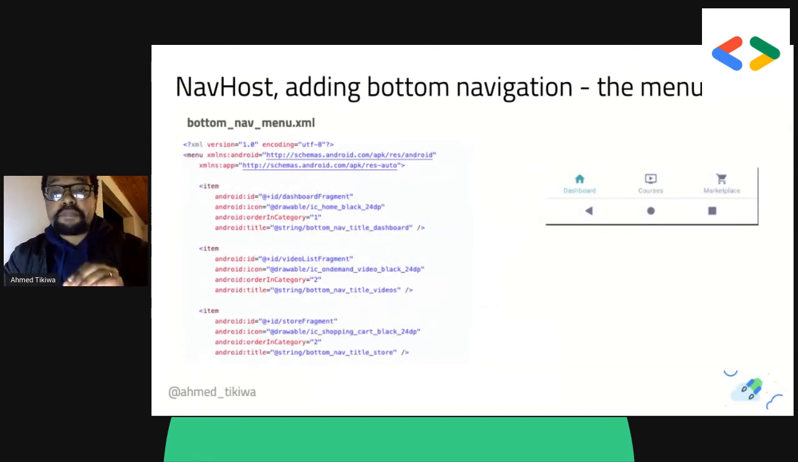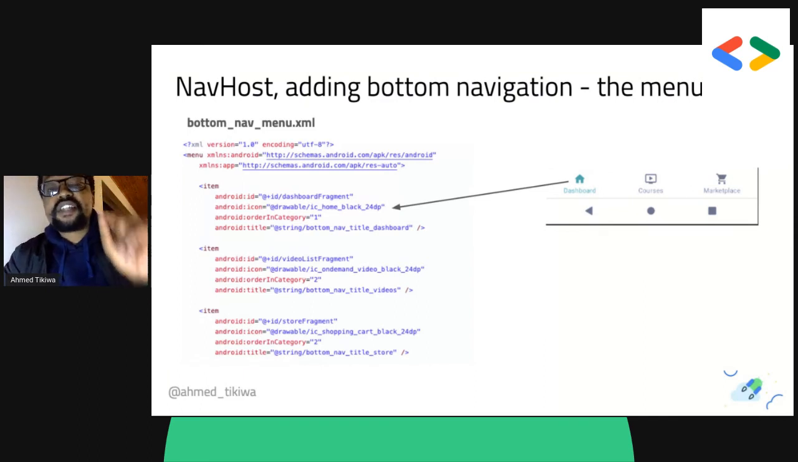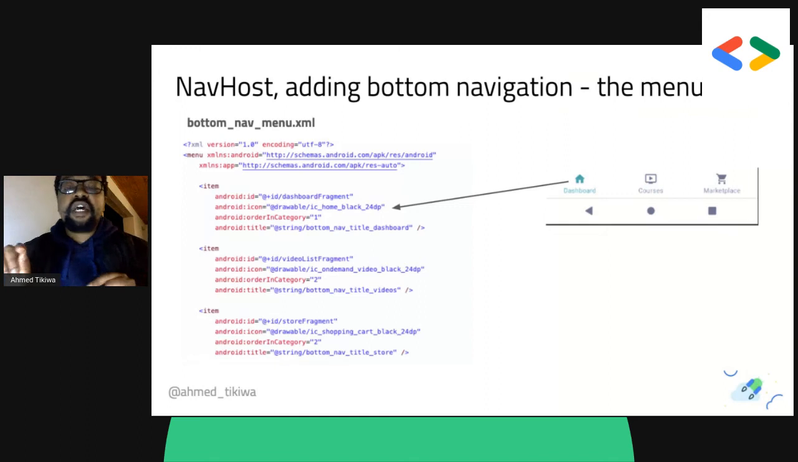And this is how it maps to each and every screen. As you can see there, each and every ID, dashboard fragment, video list fragment, store fragment, each ID there should be the same name as what you have in your nav graph. That way, when you actually navigate between the fragments, the UI controller will actually be able to map it correctly to each and every fragment.